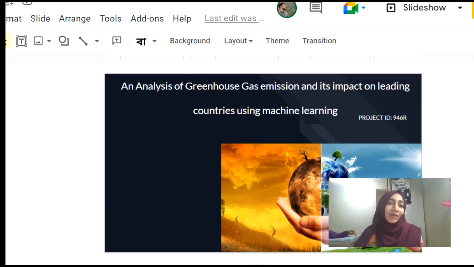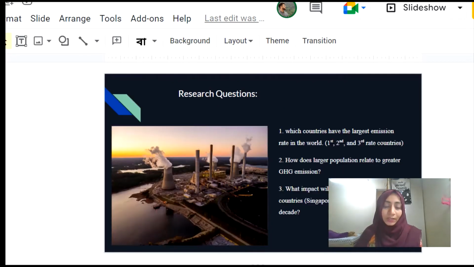Now I'm talking about our research questions. We have set three research questions. The first one is which country has the largest emission rate in this world? We have categorized the countries into three: first, underdeveloped; second, developing; and third, already developed.